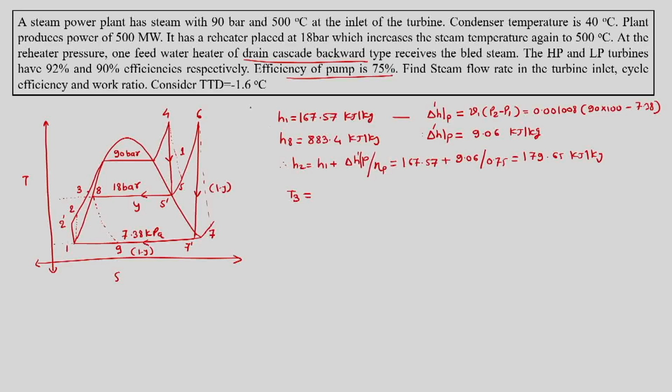Now we can find out T3. It is told that TTD is minus 1.6 degrees Celsius. So it means that the difference between the saturation temperature of feed water heater and the outlet temperature is minus 1.6. So it means that T3 is equal to T8 plus 1.6 degrees Celsius. So T3 happens to be 208.75 degrees Celsius, since T8 is 207.15.